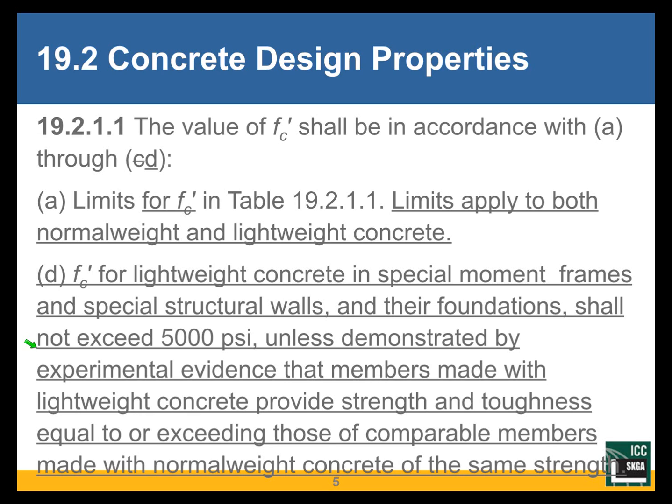And then the added item (d) says f'c for lightweight concrete in special moment frames and special structural walls, which we have to use if our design category is Seismic Design Category D, E, or F in high seismic applications. So f'c for lightweight concrete in special moment frames and special structural walls and their foundations shall not exceed 5,000 psi unless demonstrated by experimental evidence that members made with lightweight concrete provide strength and toughness equal to or exceeding those of comparable members made with normal weight concrete of the same strength.